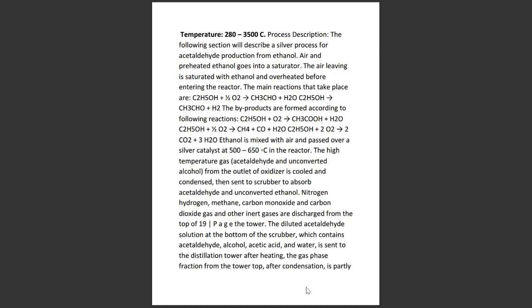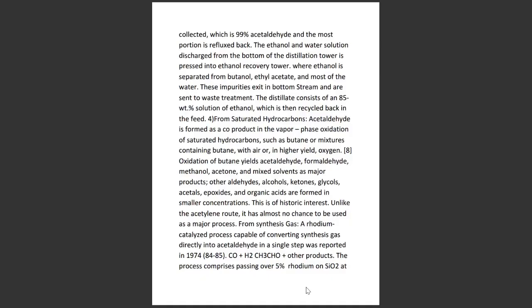The high temperature gas from the outlet of the oxidizer is cooled and condensed, then sent to a scrubber to absorb acetaldehyde and unconverted ethanol. Nitrogen, hydrogen, methane, carbon monoxide, carbon dioxide and other inert gases are discharged from the tower. The diluted acetaldehyde solution at the bottom of the scrubber, which contains acetaldehyde, alcohol, acetic acid, and water, is sent to a distillation tower after heating. The gas phase fraction from the tower top after condensation is partially collected, which is 99% acetaldehyde, and most of the portion is refluxed back.